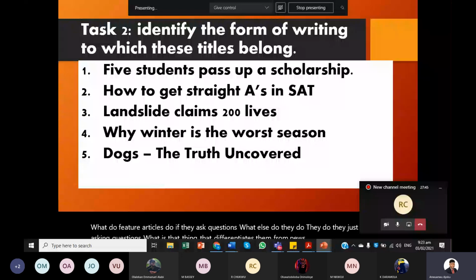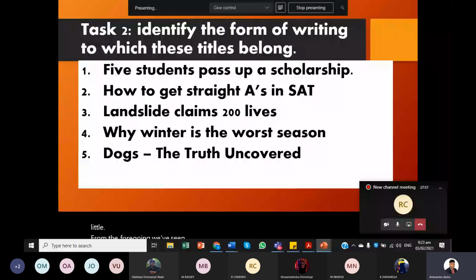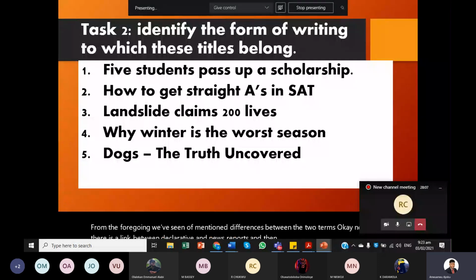So give it a think a little. Just give it a think. Okay. The rest of you, please give this a think. From the foregoing, we've mentioned differences between the two terms. Now, if there is a link between declarative and news reports and then interrogative and feature article, beyond asking questions, what else does the feature article do, which we don't see finding expression in news reports? Think about it.